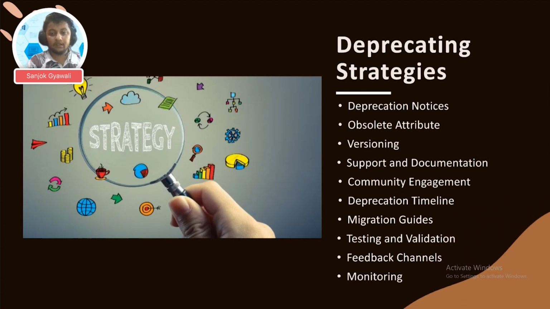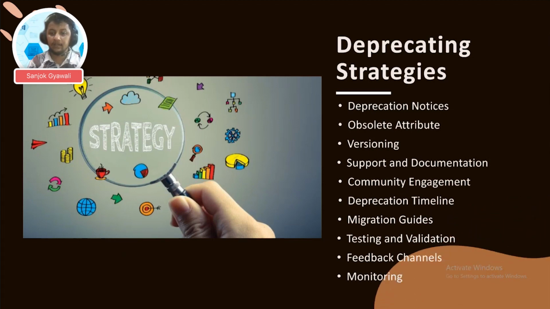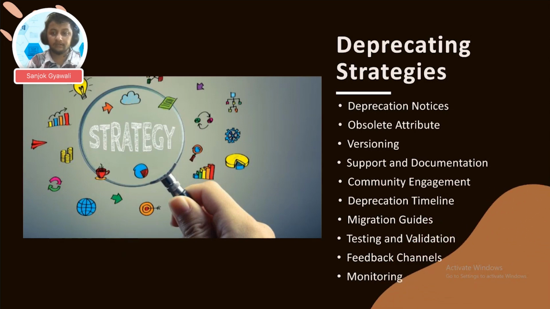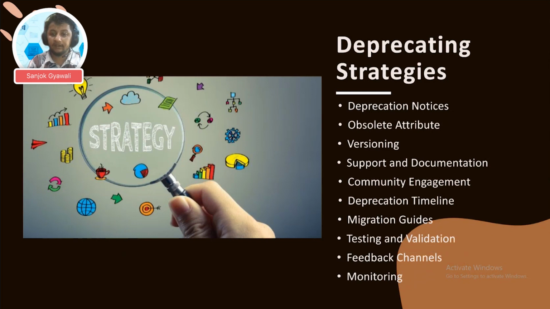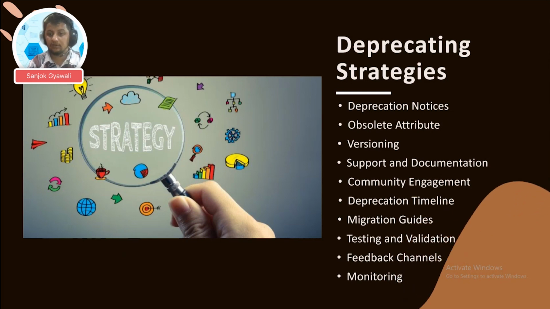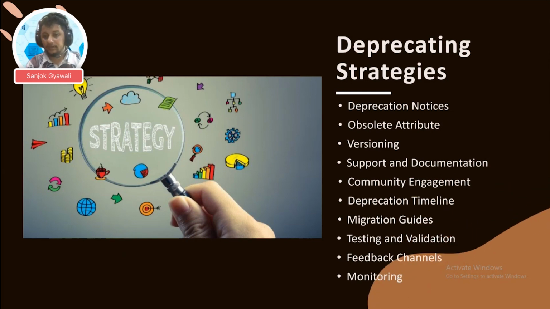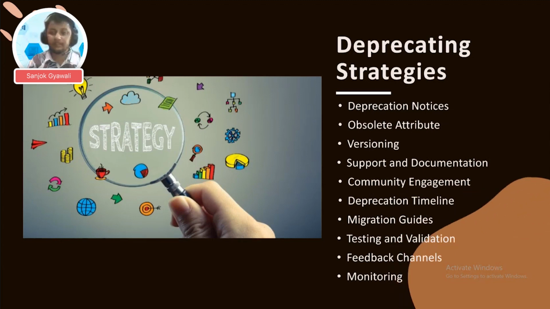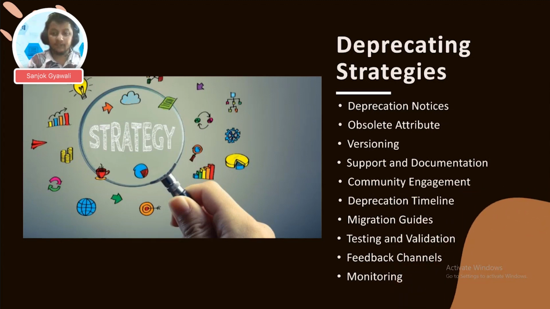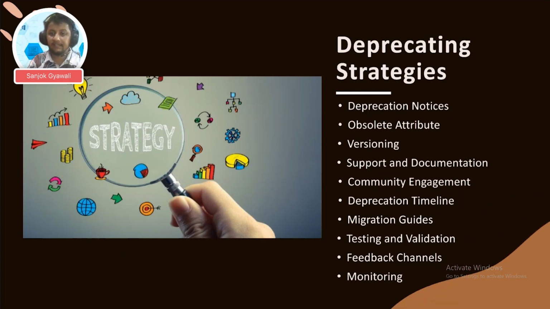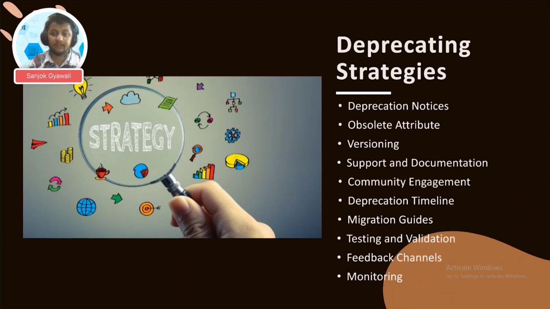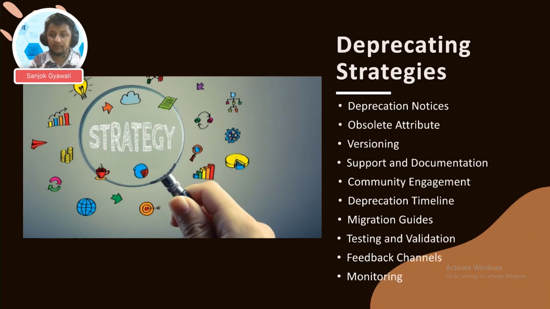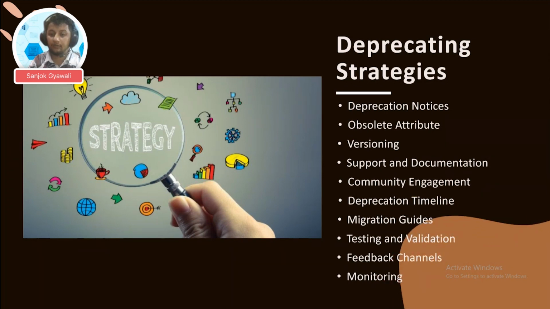So we use migration guides, like how we'll be deprecating those APIs, and how we'll be deprecating those things. So we'll have the migration guidance. Also, we'll have testing and validation. Since in the deprecation phase, users might be using those APIs, at that time we should have testing and validation and make a proper strategy for that, so that it will be easy to keep things consistent.